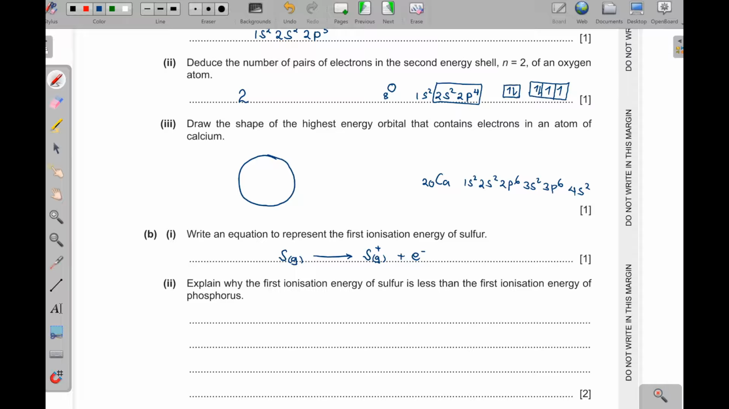And the state symbols here, they have not told us the state symbols, but when it comes to these energies, you must put the symbols. So here we are looking at 1 mole of, this is 1 mole of a gaseous atom, then to give you 1 mole of a gaseous ion. You see that? Very important.